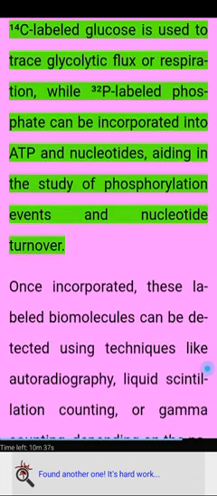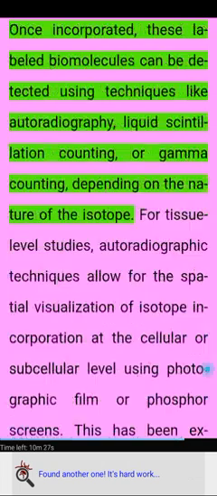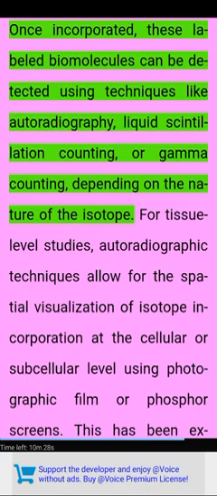14C-labeled glucose is used to trace glycolytic flux or respiration, while 32P-labeled phosphate can be incorporated into ATP and nucleotides, aiding in the study of phosphorylation events and nucleotide turnover. Once incorporated, these labeled biomolecules can be detected using techniques like autoradiography, liquid scintillation counting, or gamma counting, depending on the nature of the isotope.